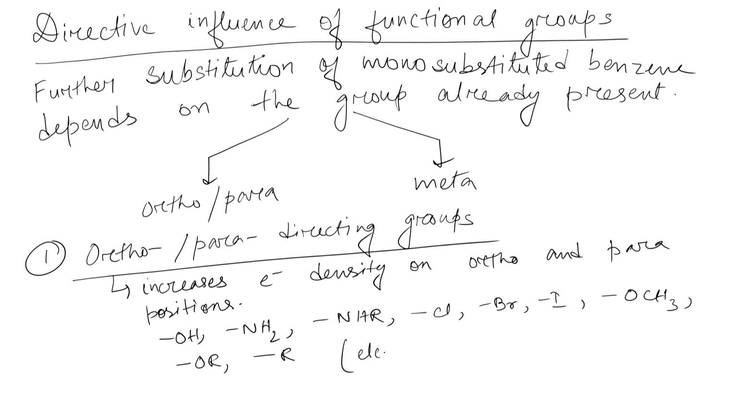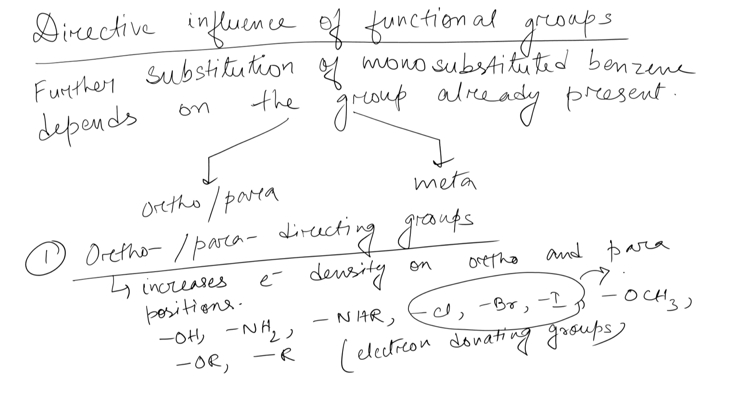Basically, electron donating groups, but these are exceptions. These are not electron donating groups, but they are ortho-para directing. Okay. So, let's see one example and understand it.